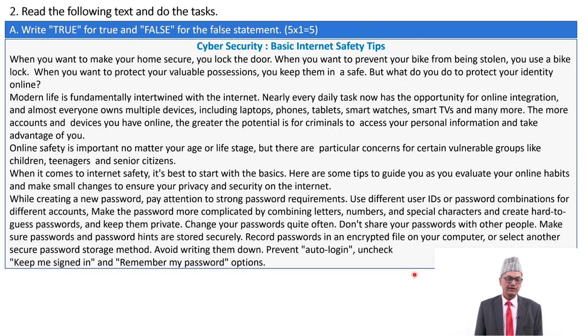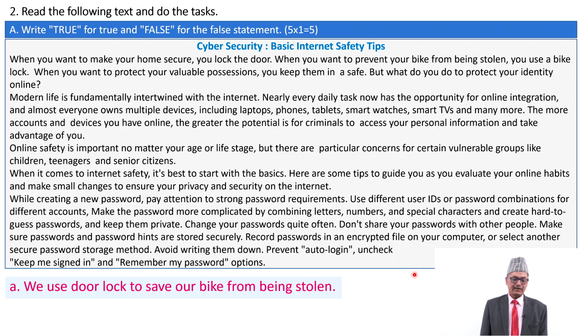Okay, thank you. So the first question in this text is true or false questions. So write true for true and false for the false statements. So what are the questions? Have a look. We use door lock to save our bike from being stolen.